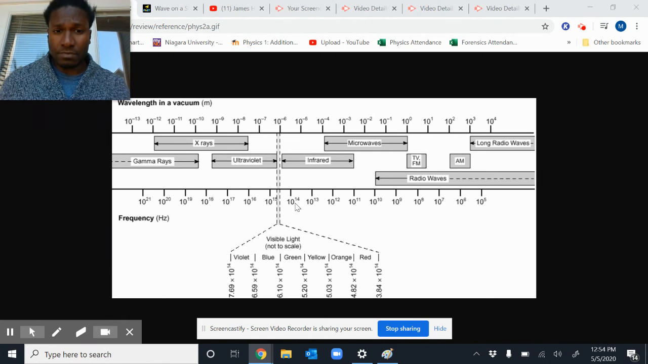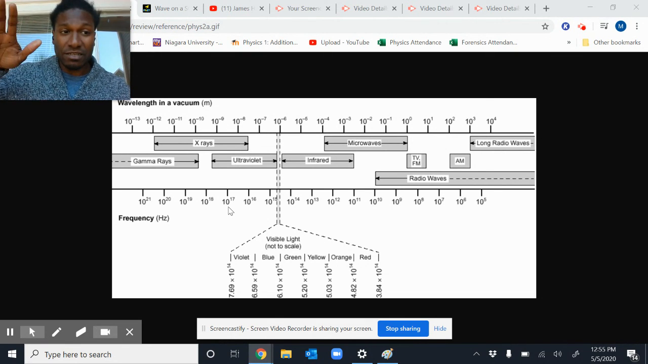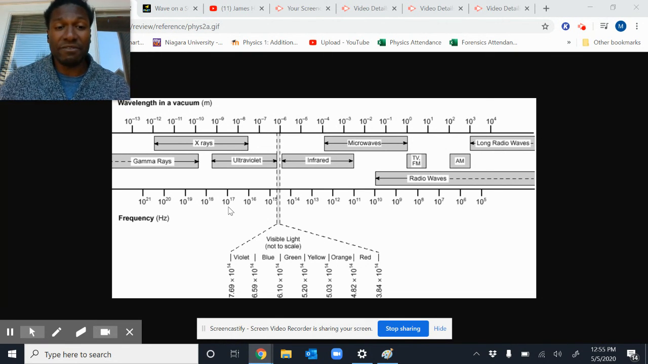Now, once you get to the other side of this divide, now we're talking about higher energy waves. And we know they're higher energy because they oscillate much faster. Their frequency is much greater, 10 to the 15th hertz, 10 to the 16th hertz, 10 to the 17th hertz. These things are oscillating or moving extremely fast. They're oscillating ridiculously fast. So they carry a lot of energy with them.